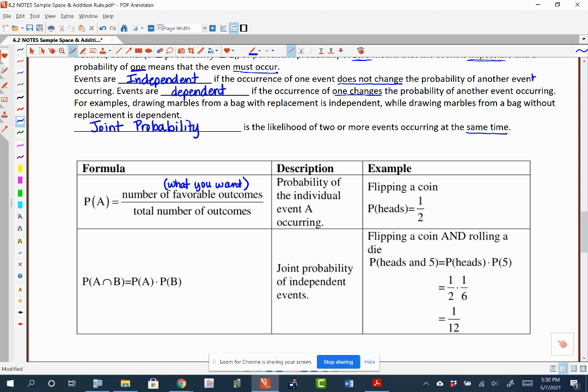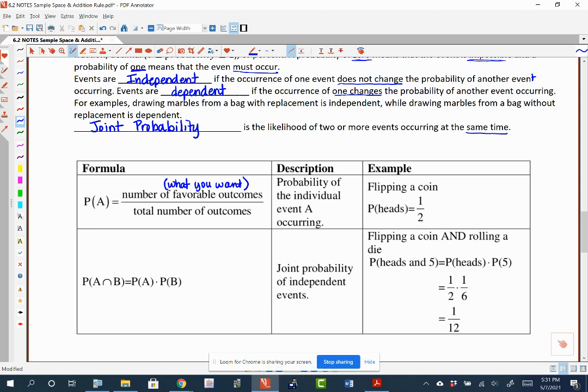So let's look at a quick example, flipping a coin. So the probability of getting heads. So I want heads. Well, the number of favorable outcomes, there's only one head on a coin. But how many total outcomes are there? Well, there's heads and there's tails, so I have 2 different ways that could happen. So the probability of getting a heads is 1 out of 2.